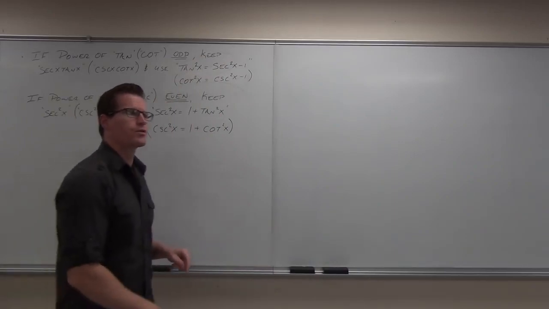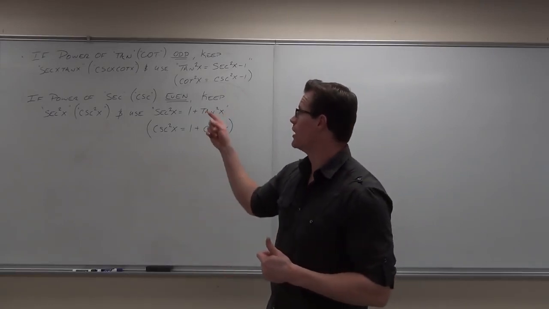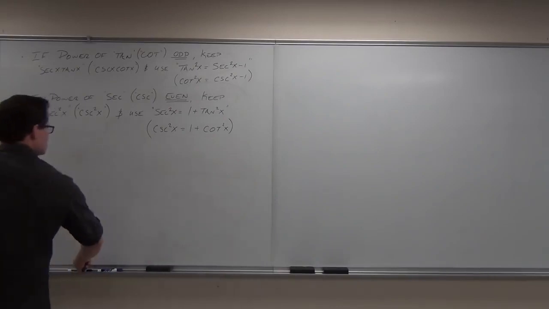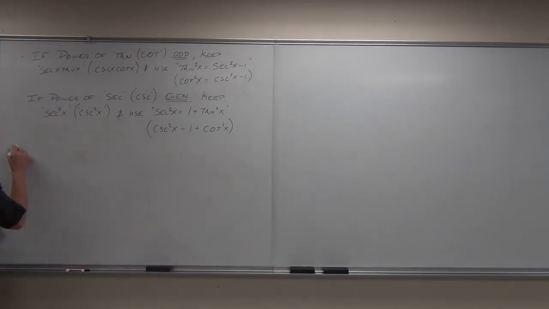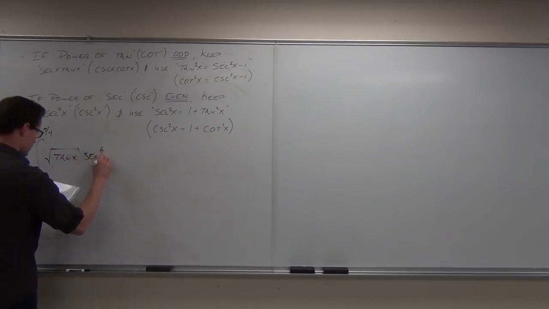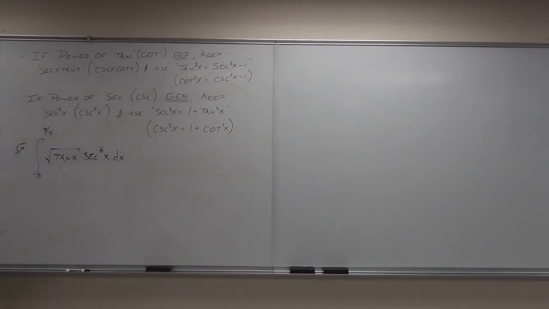I want to try one more with tangent and secant, show you what that idea is like. I think last time we did one where tangent was odd. I haven't shown you one where secant is even, so we're going to do that. So here we go. Let's suppose we have an integral from 0 to pi over 4 of the square root of tan x times secant x to the 6th power.